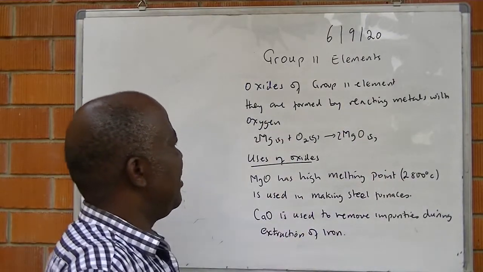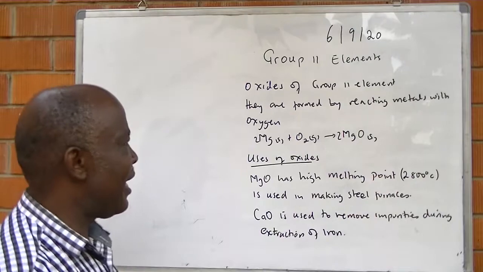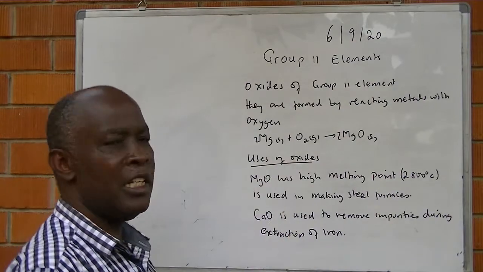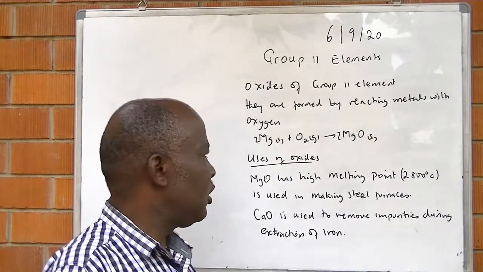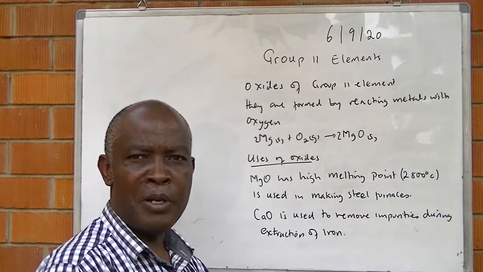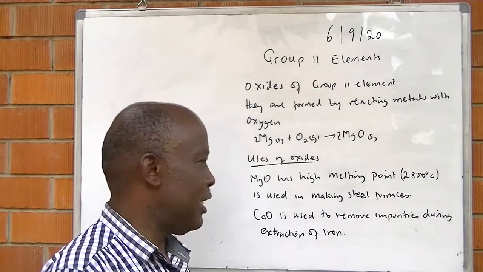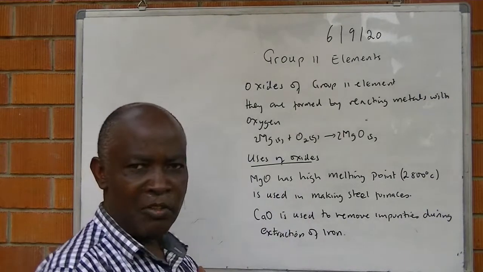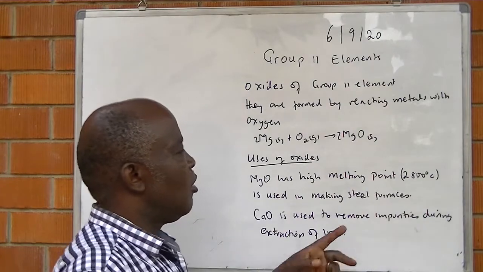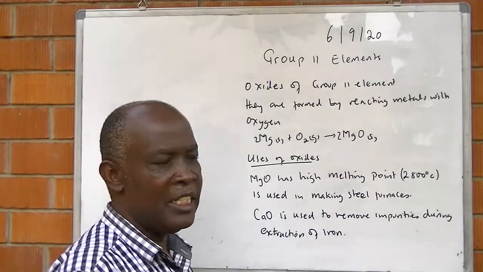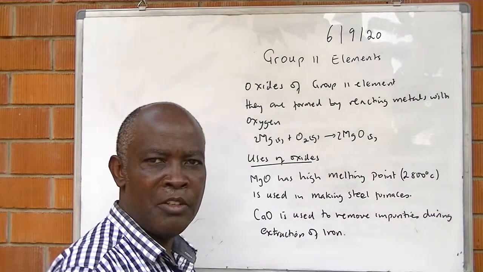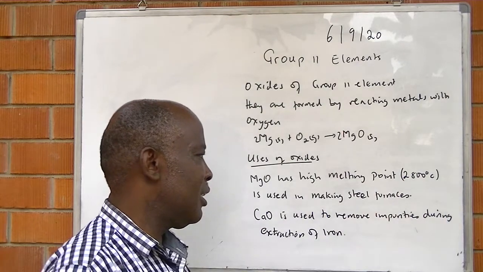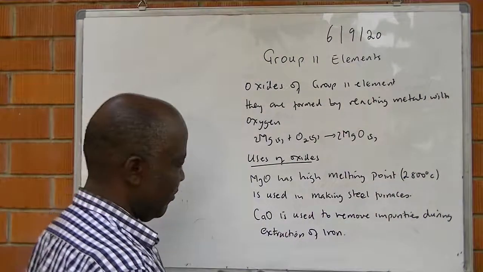Oxides of group 2 elements are formed by reacting the metals with oxygen. For example, magnesium plus oxygen, you get magnesium oxide. They can also be formed by decomposition of carbonates. Uses of oxides: magnesium oxide has a very high melting point of 2,800 degrees Celsius and is used in the making of steel furnaces. Calcium oxide is used to remove impurities during extraction of iron.